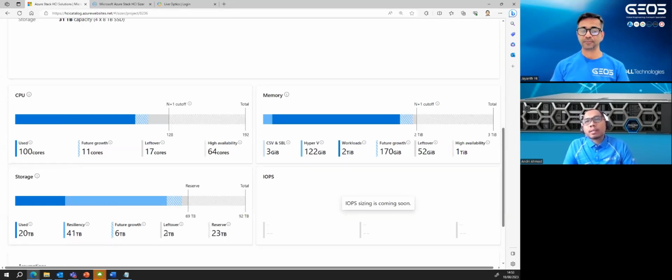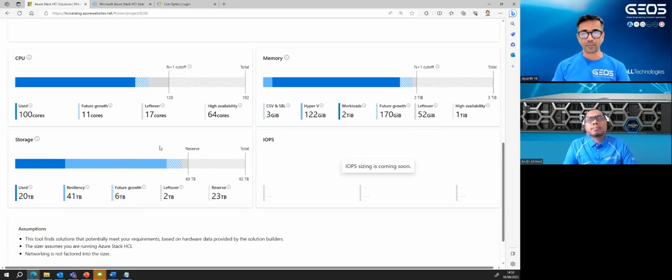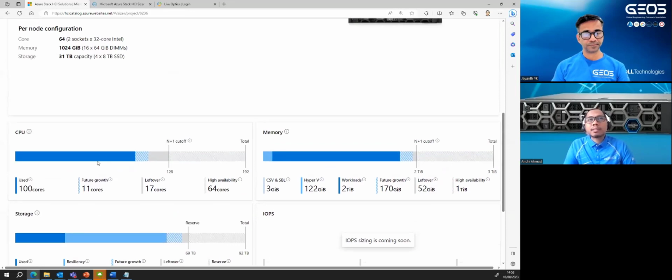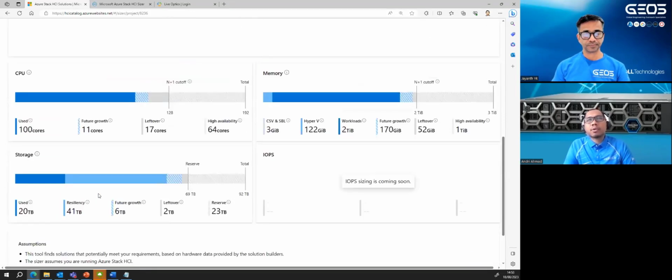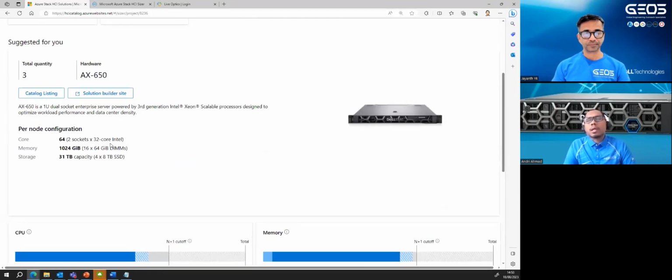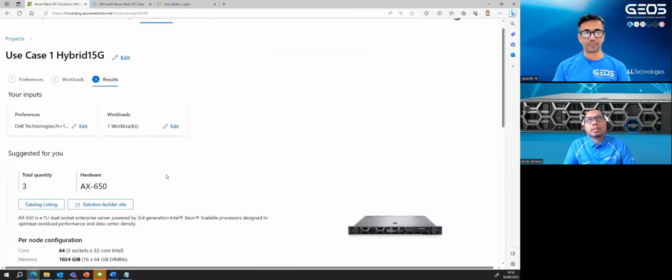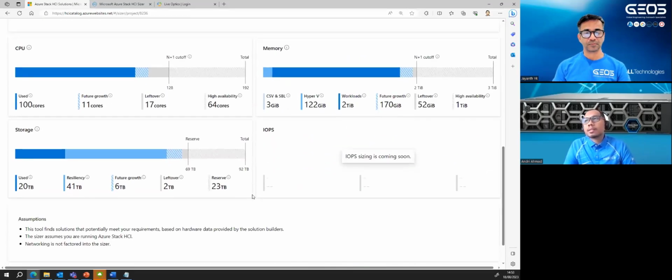So you have around 0.6 terabyte, around 600 gigabytes usable, because you need another 600 and another 600 for resiliency. Yeah, that's a great point. So this is all aspects, compute and storage capacity from the hardware, which is recommended by Microsoft Sizer.